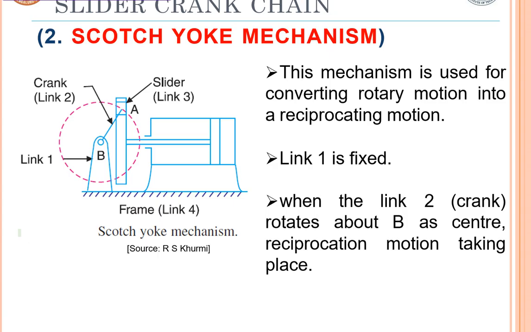So further, if you go with the Scotch yoke mechanism, you can see the link 1 is fixed and the crank 2 is going to rotate, and the slider leads the link 3. So here it is the mechanism meant for converting rotary motion into reciprocating motion. Here the link 1 is fixed. When the link 2, the crank, rotates about point B as the center, reciprocating motion can be obtained.